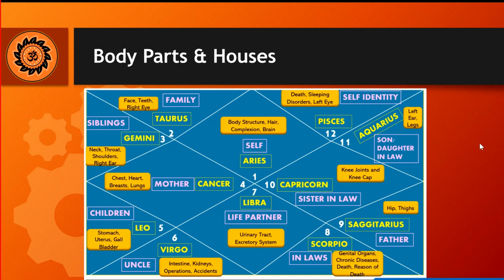11th house represents our left ear and our legs, and the 12th house, our left eye, as I was telling you, and it's also responsible for death, that is end of everything, moksha, and sleeping disorders. So this is how you can see which body part being represented by which house, what is the health issue that the native is having, or you yourself are having, or somebody in your family is having. How you can check that, you can decide if you have this information with you.